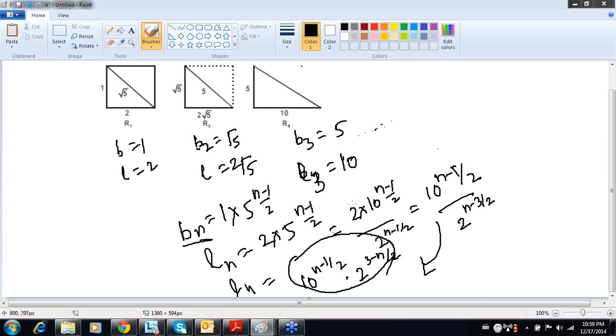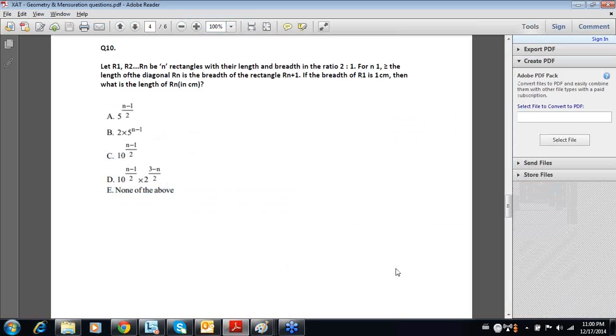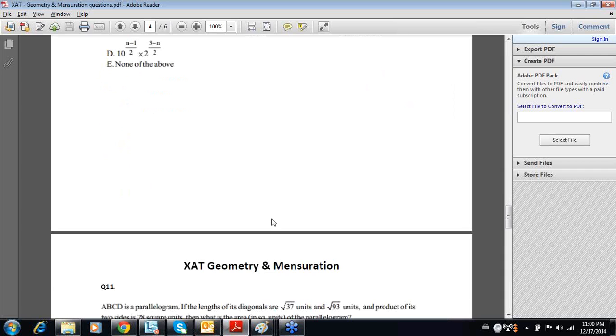Now bring this 2 down. So 10 to the power (n minus 1) by 2 upon 2 to the power (n minus 3) by 2. Now bring this 2 above. So n minus 3 will become 3 minus n. So 10 to the power (n minus 1) by 2 into 2 to the power (3 minus n) by 2. We have option number D, 10 to the power (n minus 1) by 2 into 2 to the power (3 minus n) by 2. We'll go ahead and mark that option.